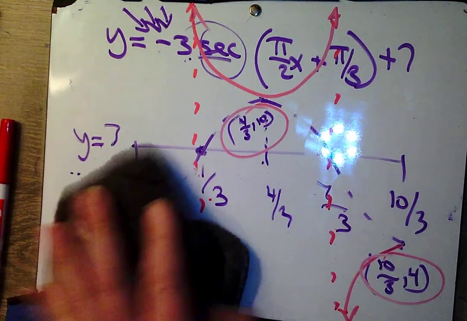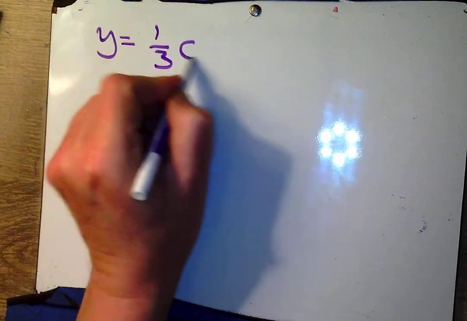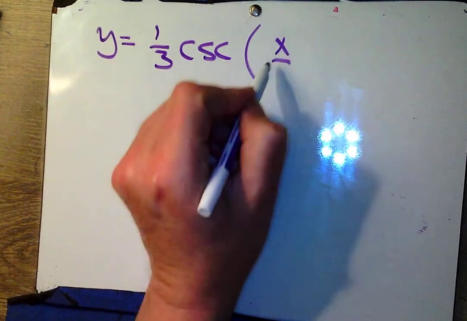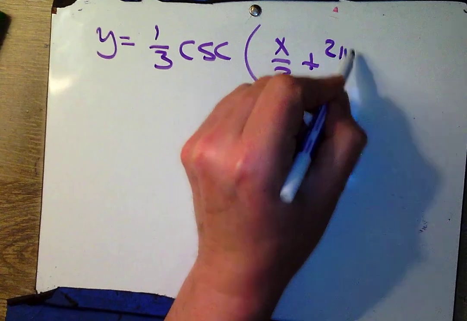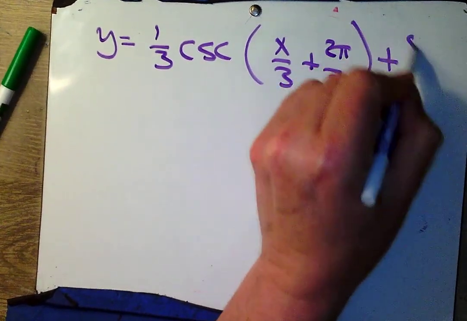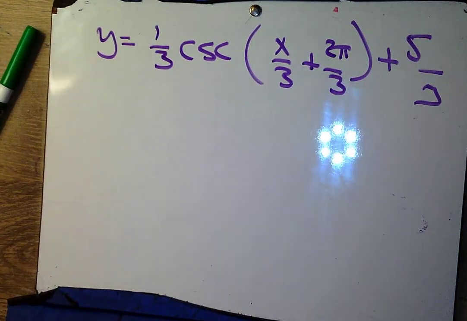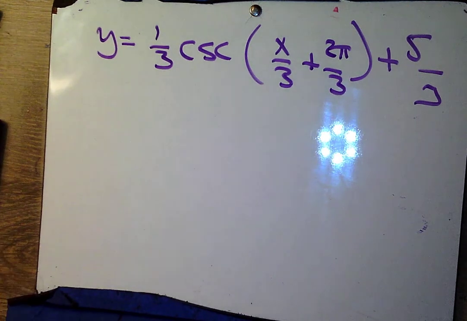Okay, so how about this one? y equals 1/3 cosecant of (x over 3 plus 2 pi over 3) plus 5/3. Oh, you're supposed to do this. You're supposed to graph this thing, so please graph that, and come back when you're done and want to check your answer.